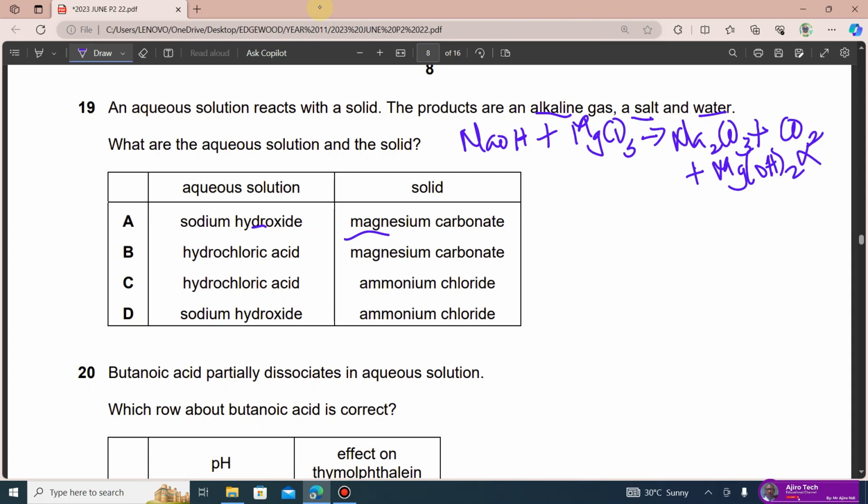So let's look for a reaction that is likely going to give water. In this particular reaction, there's no likelihood of water being produced. Let's come to hydrochloric acid and ammonium chloride, also no likelihood of water being produced. But sodium hydroxide and ammonium chloride will likely produce water, a salt which is sodium chloride, and the alkaline gas, which is ammonia. So in this case, D is the correct answer.